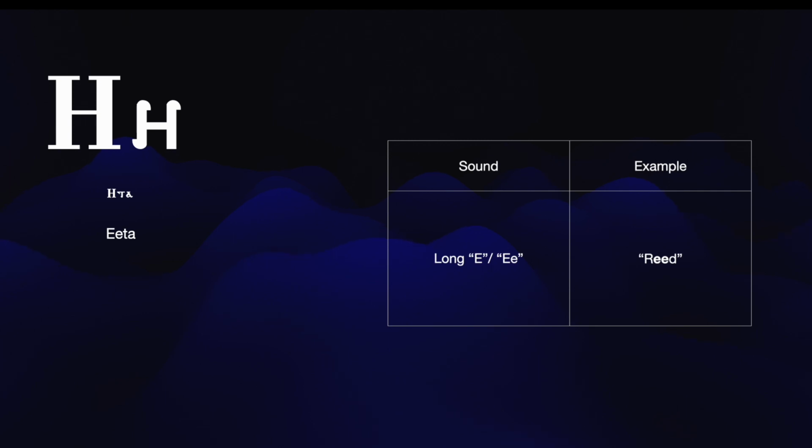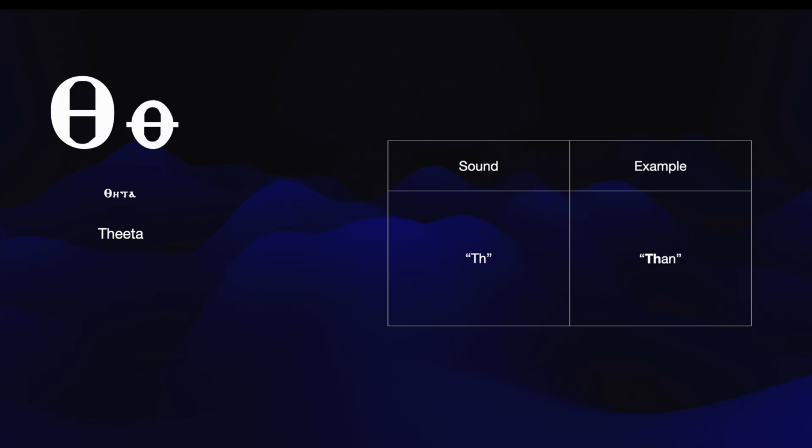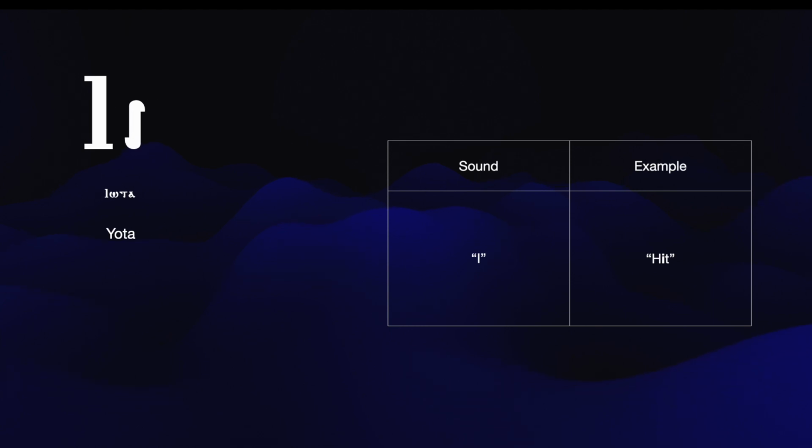Eta makes a long E, like in read. Theta makes a TH sound. Iota makes an I sound, like in hit.